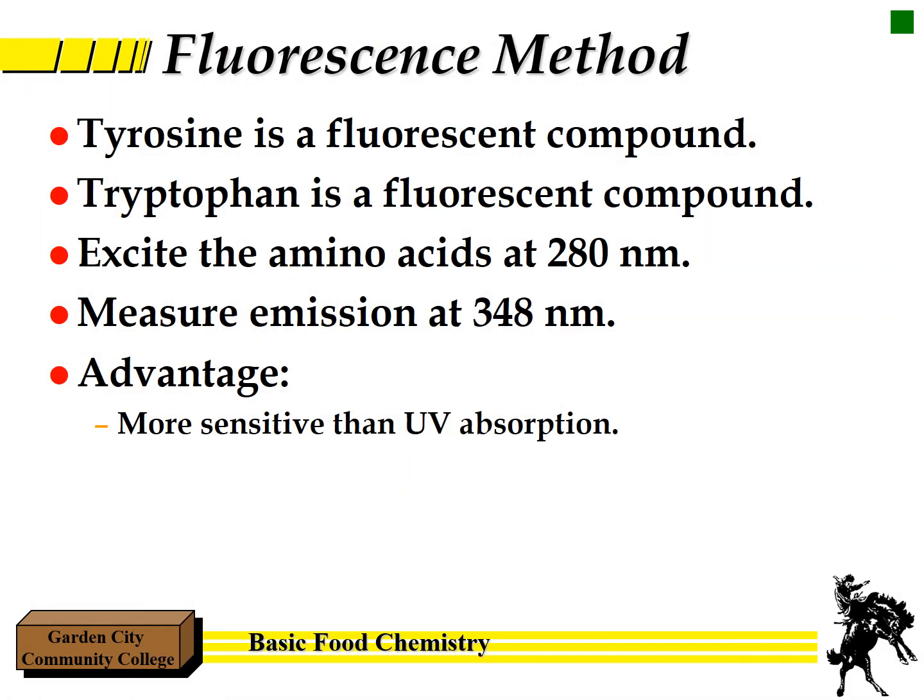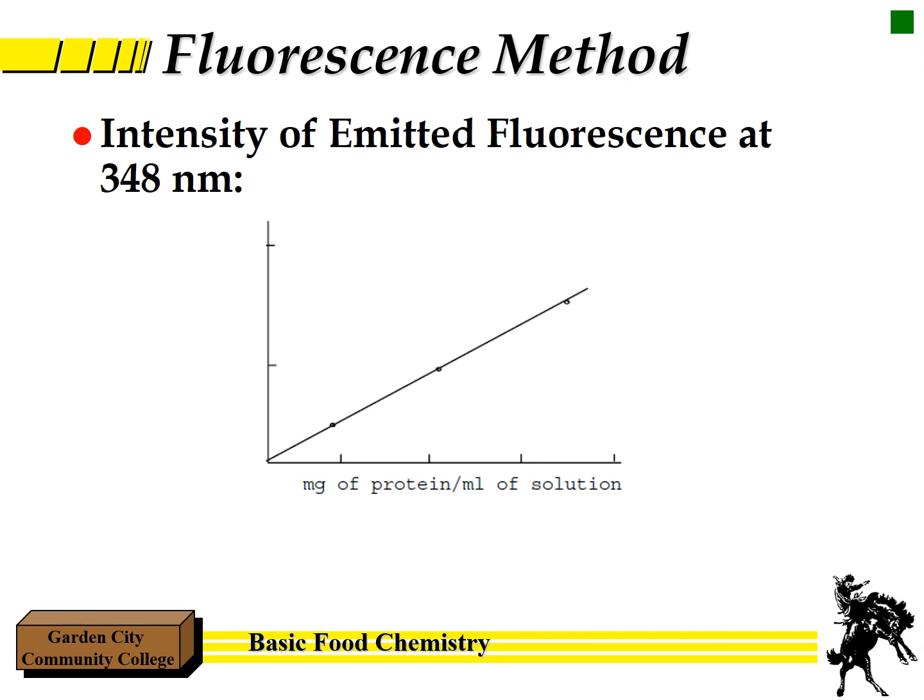The fluorescence method, again: tyrosine is a fluorescent compound, tryptophan is a fluorescent compound, and so what you do is excite the amino acid at about 280 nanometers, and then you measure emission of that fluorescence at 348 nanometers. The advantage is it's more sensitive than UV absorption. You see this with tracking the milligrams of protein per milliliter of solution. You can see that there is a good correlation: the more protein, the more fluorescence intensity is measured.